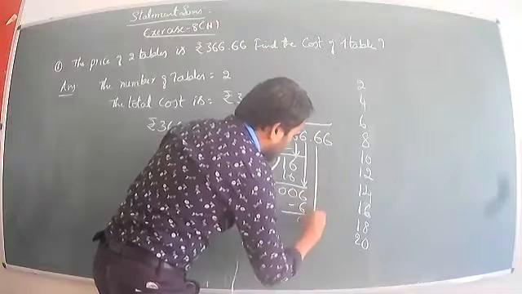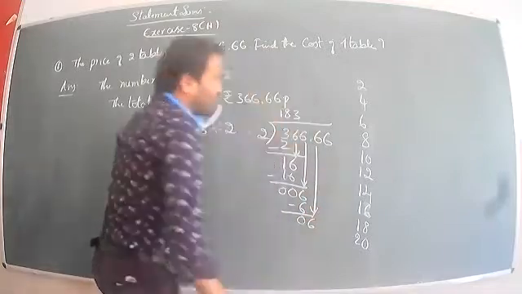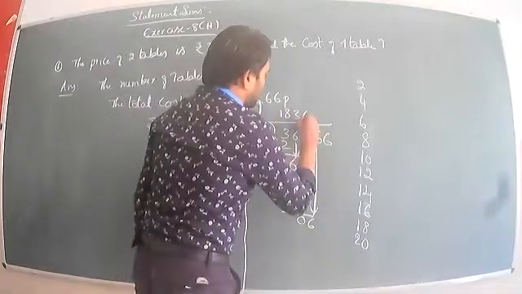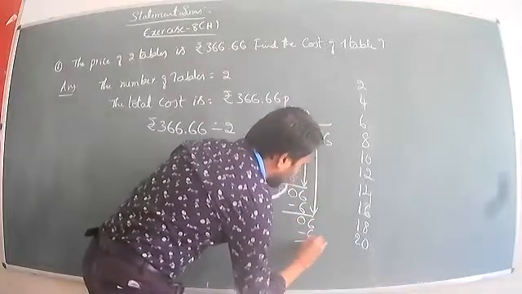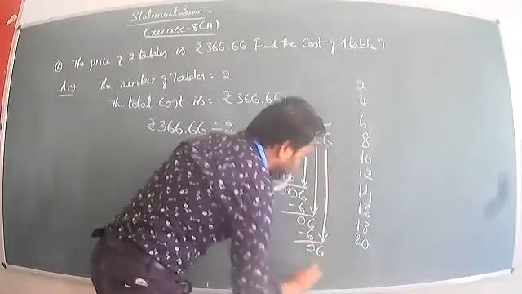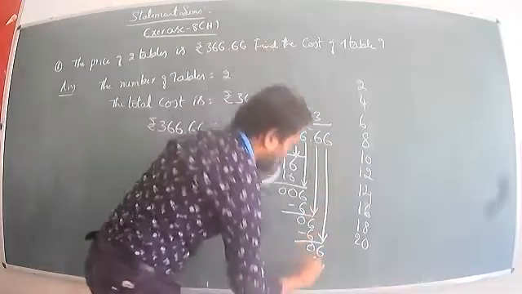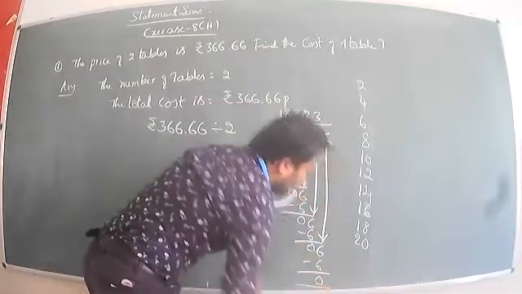Next is 0. Next again 6. So 2 table 6. Yes, 2 3 the 6. Now let me write 0. Next 6. 2 3 the 6. Yes, we get the answer.